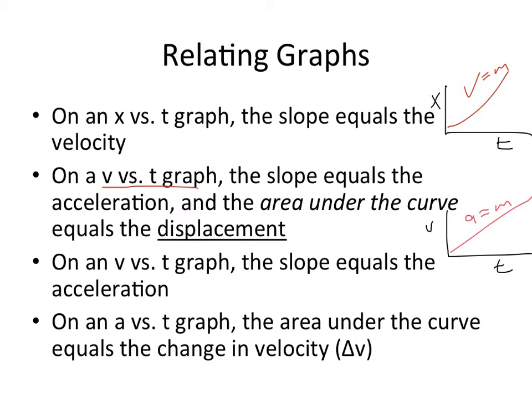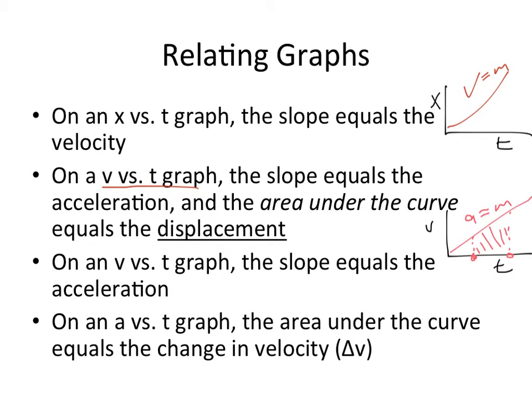So on a velocity versus time graph, the slope equals the acceleration, all right? And the area under the curve, what we mean by that is for a certain amount of time, between here and here, this area between time initial and time final equals the displacement. In the next graph, I'll show you what I mean by that in just a second. So that area equals the displacement for that graph. We talked about this already. The slope equals acceleration. All right, we got that right there.